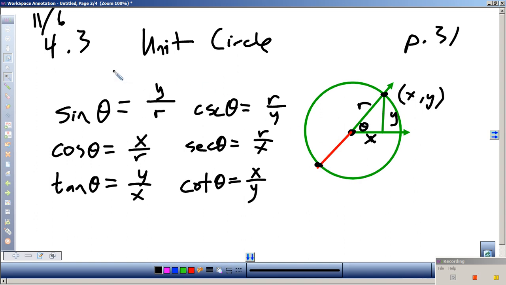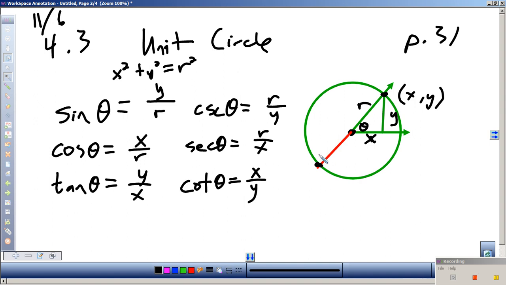So I'll put a rule up here. X squared plus y squared equals r squared. Where does this come from? Yeah, this is the Pythagorean theorem up here. X squared plus y squared equals r squared. So when you look at here, r is always going to be positive, right? Because x squared is always positive, and y squared is always positive. Two positives added together always make a positive answer.